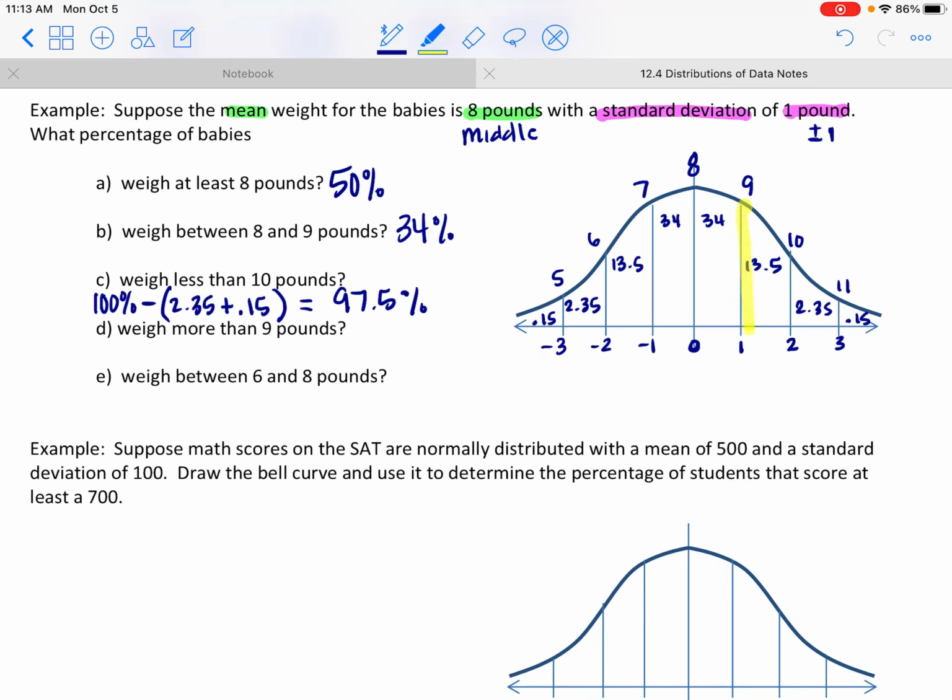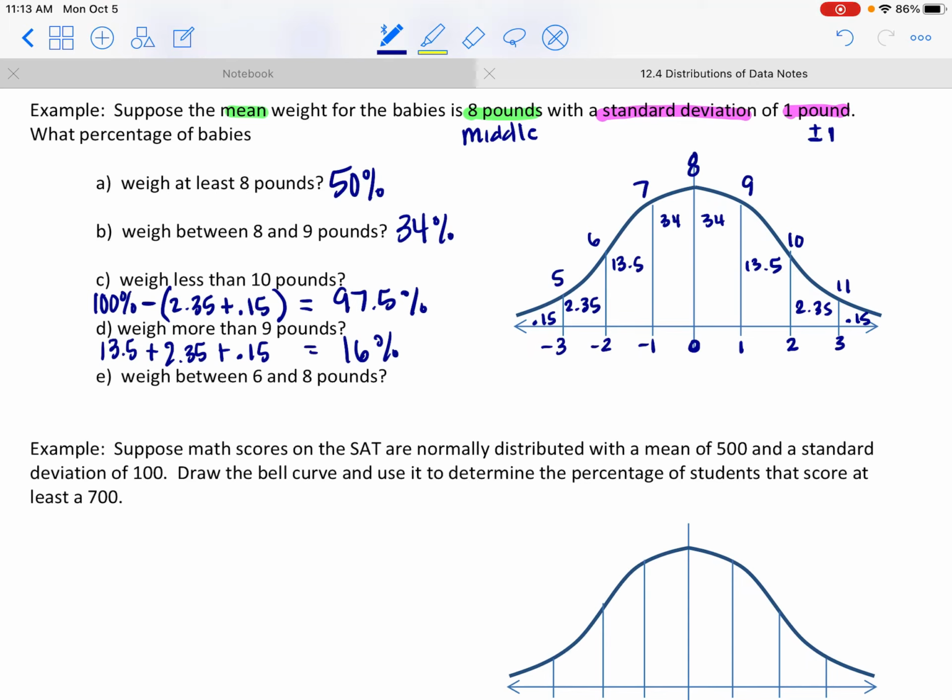So 9 pounds is here. More than 9 pounds would be this area. So we'd have to add 13.5, 2.35, and 0.15. And that's going to be 16%.